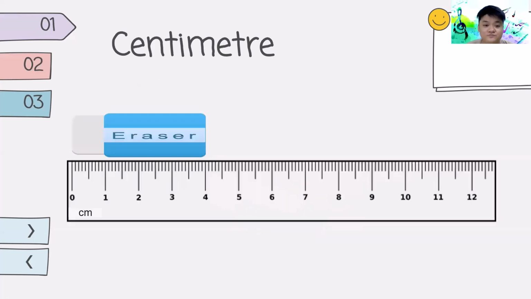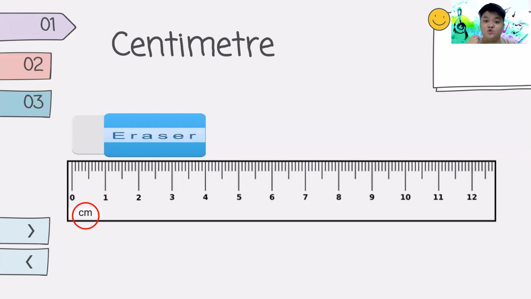Okay, so let's take a look at an example of how we measure using centimeter. Let's look at this eraser. So the first thing we need to see is the word here, cm. Cm means centimeter. Always, number one, always check if it is kilometer, meter or centimeter. Do you understand? Always check.